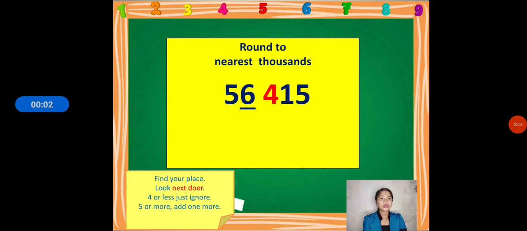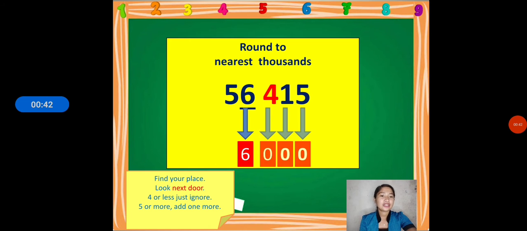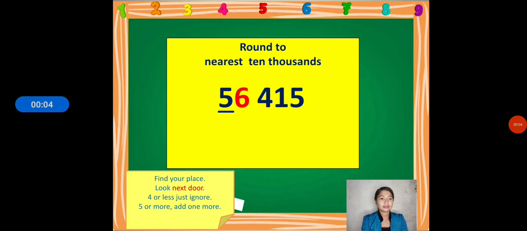Another example, round to the nearest thousands. 6 is in the thousands digit. Next to 6 is 4, which means ignore it and copy 6. Change those numbers to zeros. Copy the remaining number. Therefore, 56,415 round to the nearest thousand is 56,000.